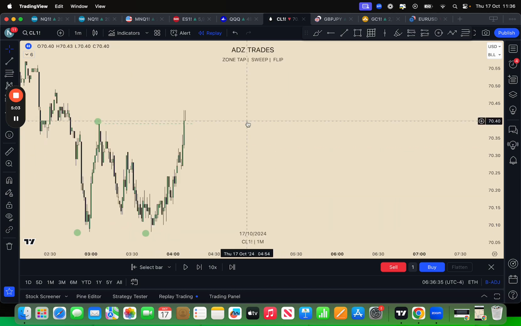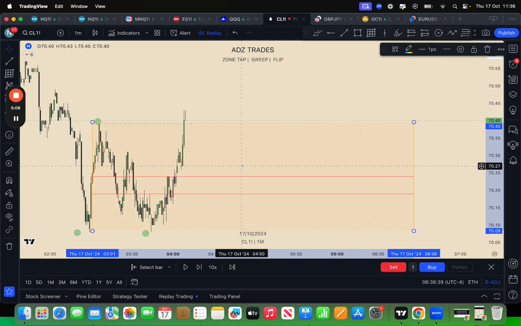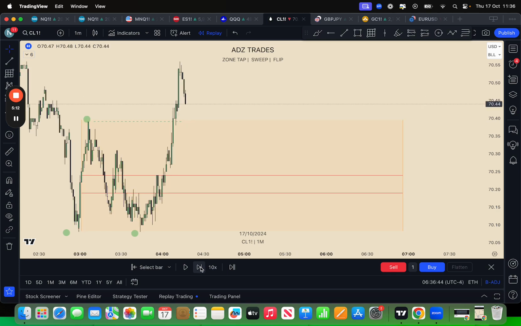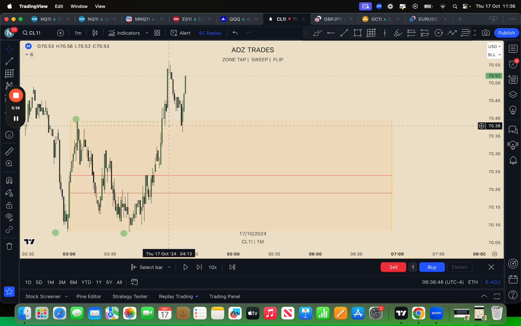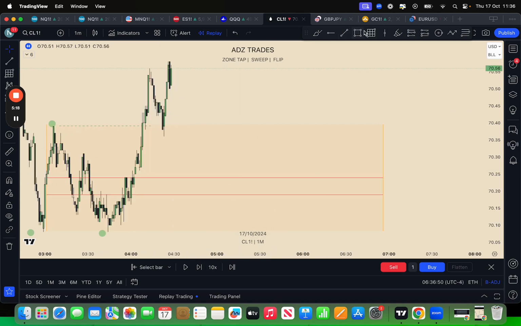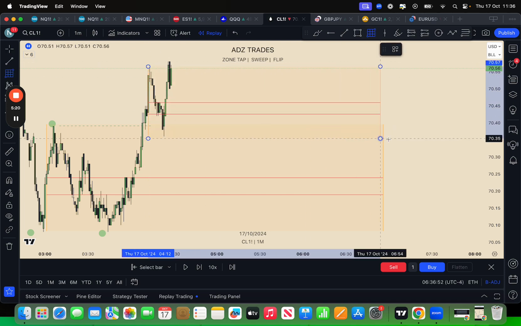So on this 1 minute, you can see we put in a bullish zone here. Okay, high, low, high, high. And we start to advance higher. We sweep this tap, perfect, and we put in a new high. It's the exact same thing. Now we have a new zone here.